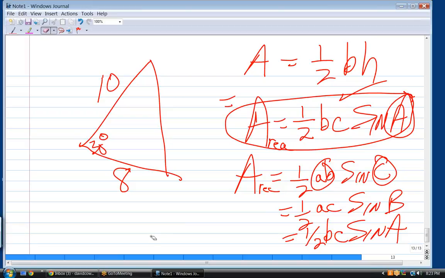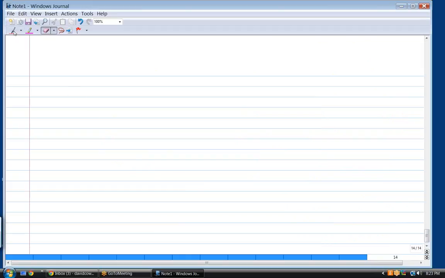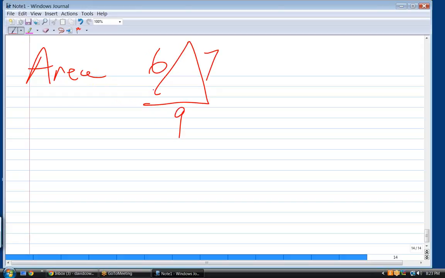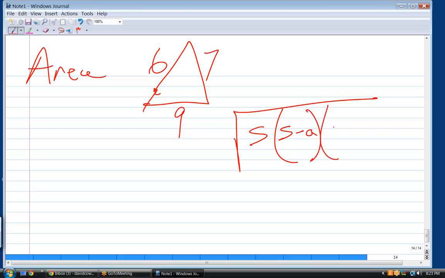I remember something like there was another formula. I can't remember what it was, but you would find a constant. Heron's formula. Yeah. Where the area, and this does work if you have side, side, side. Yeah, it's the square root of the semi-perimeter times the semi-perimeter minus one side times the semi-perimeter minus the other side times the semi-perimeter minus the third side.